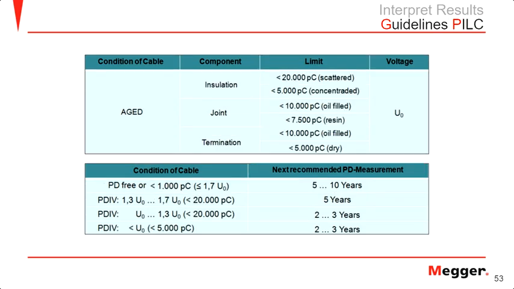And this is for guidelines for PILC cables. So you have your PILC cables. That's again your guideline. I'm not going to read through it, but given that it fits a cable, your joint or insulation should have less than 10 picocoulombs of partial discharge at U naught, your operating voltage.